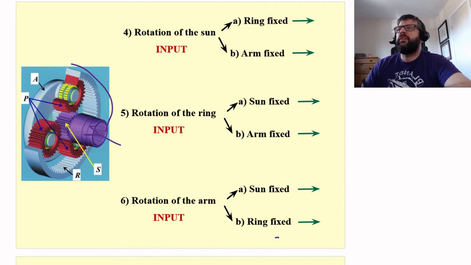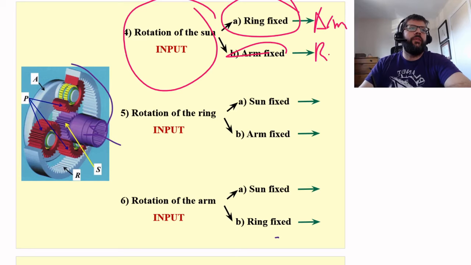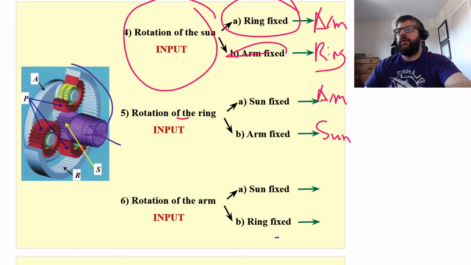But if we are trying to achieve some sort of power transfer, if we are applying our rotation, our power, to the sun, and we fix the ring, then the output is going to be the arm. If we fix the arm, then the output is going to be the ring. If we're applying the rotation to the ring and we fix the sun, then we get the output to the arm. And if we fix the arm, then we get the output to the sun. If we apply the rotation to the arm and we fix the sun, I'm pretty sure you can fill in the rest. Ring, sun.